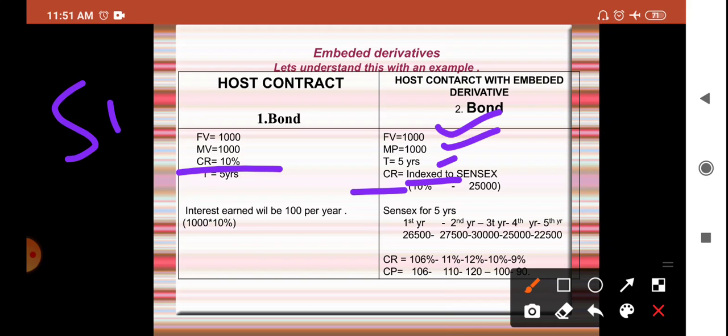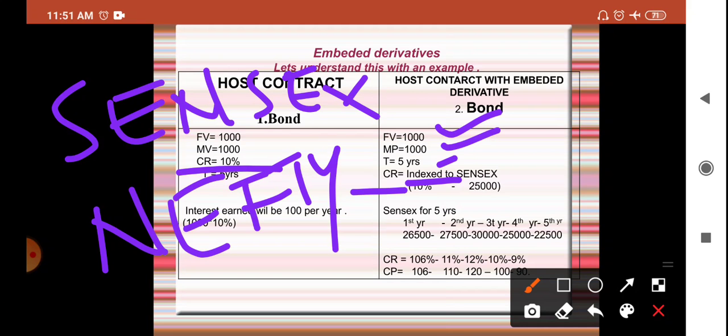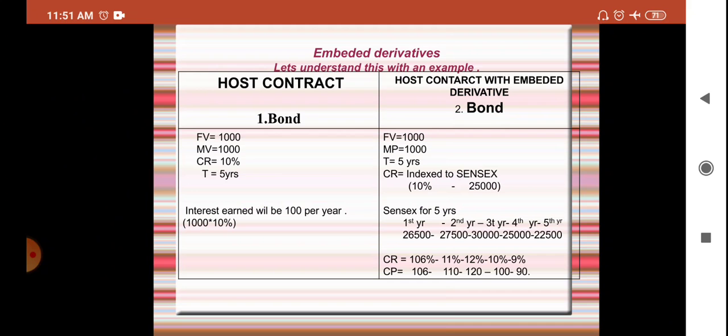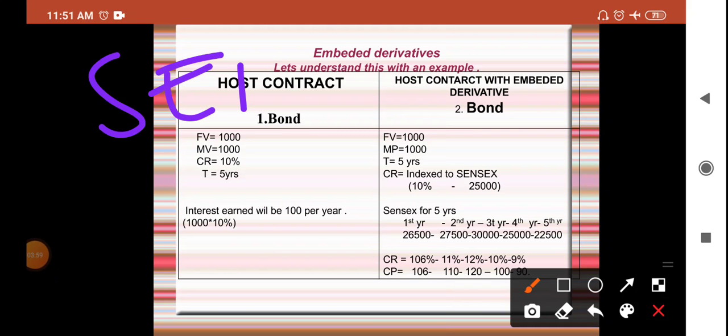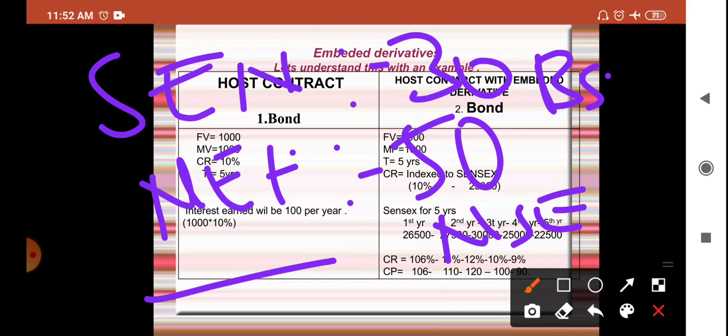Now what is this Sensex? Have you heard about Nifty? Of course you would have. So let's revise what Sensex is. Sensex and Nifty. The top 50 companies traded in the National Stock Exchange, its index is called Nifty. The top 30 companies traded in the Bombay Stock Exchange, its index is called Sensex.